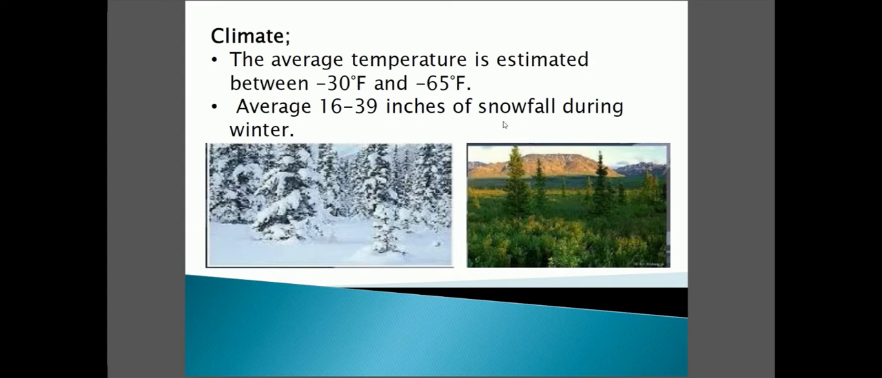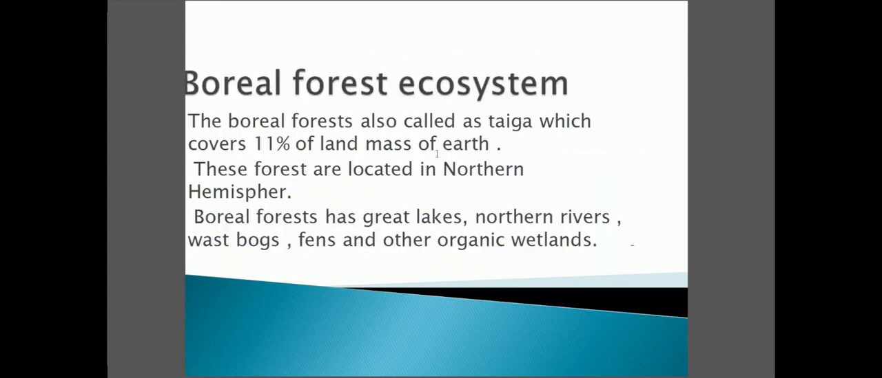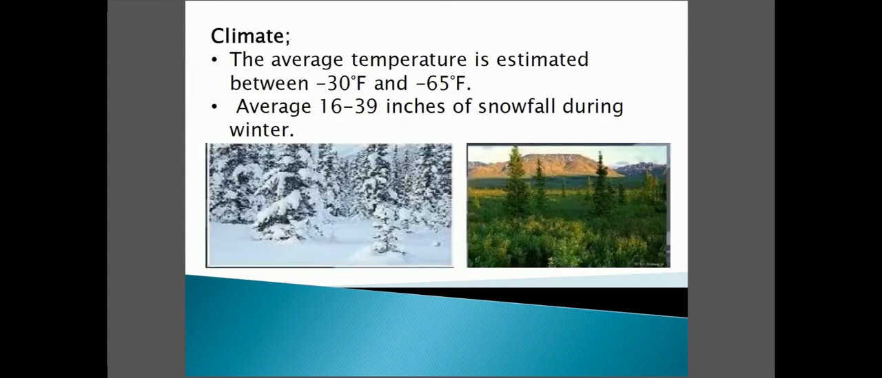If we characterize the climate of the boreal forest ecosystem, the average temperature is estimated to range from minus 30 Fahrenheit to minus 65 Fahrenheit. They are mostly cold, and summer is very good. Average rainfall is 16 to 39 inches.